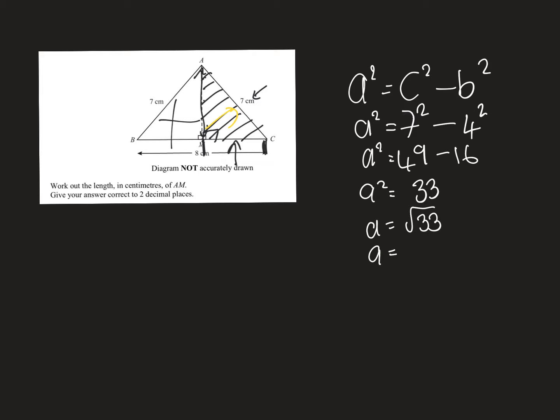So a is equal to, and that's something you'll want to use your calculator for, the square root of 33 is equal to 5.74456, etc. Now it says in the question we want to do this to 2 decimal places. So a is equal to 5.74 because the 4 tells us to round down, and this is centimetres, so make sure you include your units. So in goes centimetres.